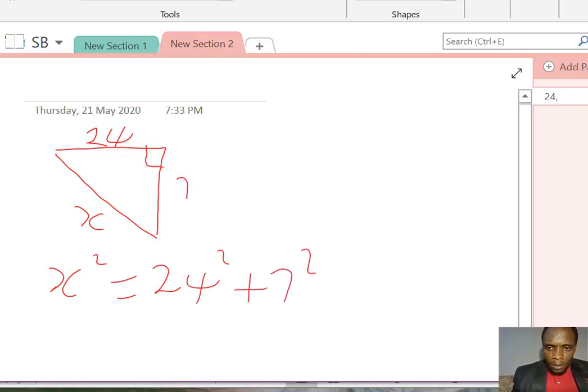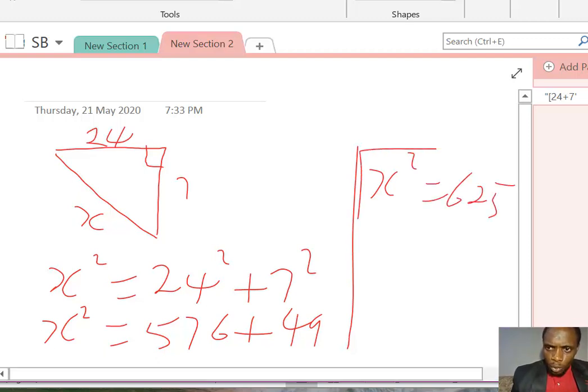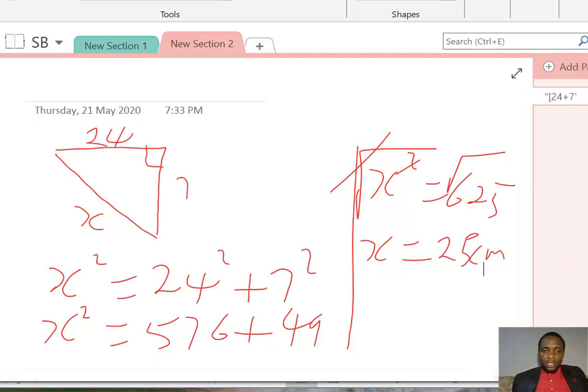So if you calculate everything, 24 squared is 576, and 7 squared is 49. If you add the two together, x squared will give us 625. Very simple. So we find the root of both sides. The root cancels the square, then it means our x will be equal to 25 centimeters. So that is Pythagoras theorem. It's very straightforward, very simple.